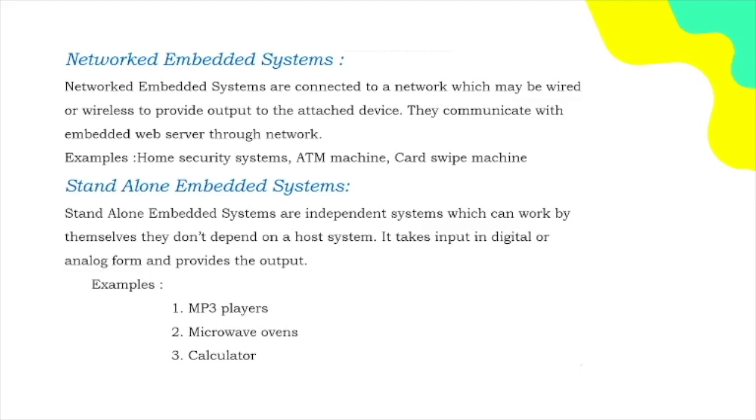The third type of embedded system is standalone embedded system. Standalone embedded systems are independent systems which can work by themselves, and they do not depend on any host system. It takes input in digital or analog form and provides the output. Examples of standalone embedded systems are MP3 players, microwave oven, and calculator.